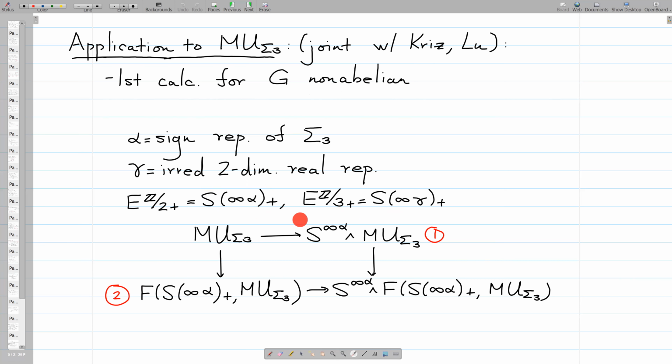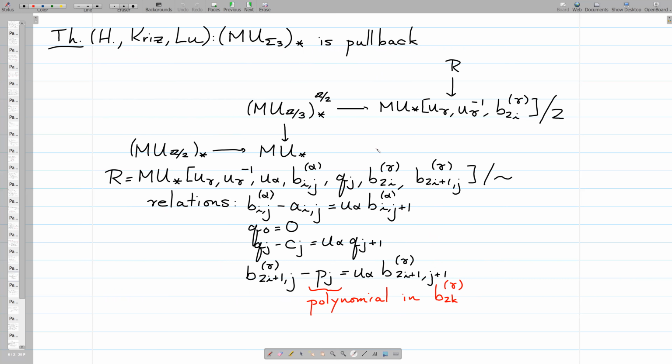So we're going to take the Tate diagram, but just with E Z mod 2 plus, and it turns out, I'll just give you the answer, that MU sigma 3 star is a pullback on the algebraic level of this 5-term diagram, where this is the MU Z mod 2 star. This is just a non-equivariant MU star. This is MU Z mod 3 star, but fixed points with the multiplicative group of Z mod 3, which is Z mod 2. And these 2 rings are described.